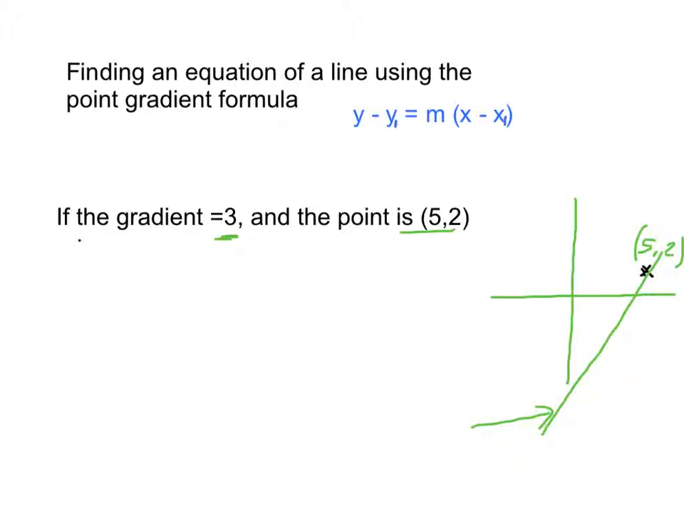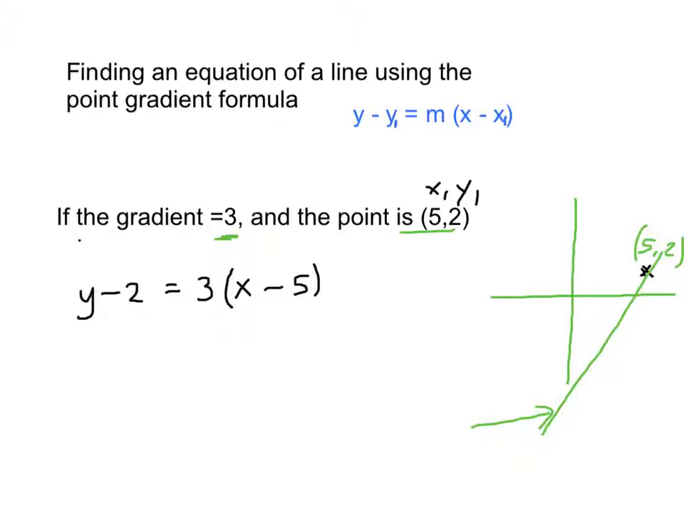I'm going to leave x and y as they are, because in any equation your x and y can change and our equation will have an x and a y in it. So we're going to have y equals, and I'm going to call this one x1, y1. So my y1 is 2. Oops, I always do that. Okay, I want a minus there. y minus y1, which is 2, equals the gradient 3 bracket x minus, and x1 is 5.